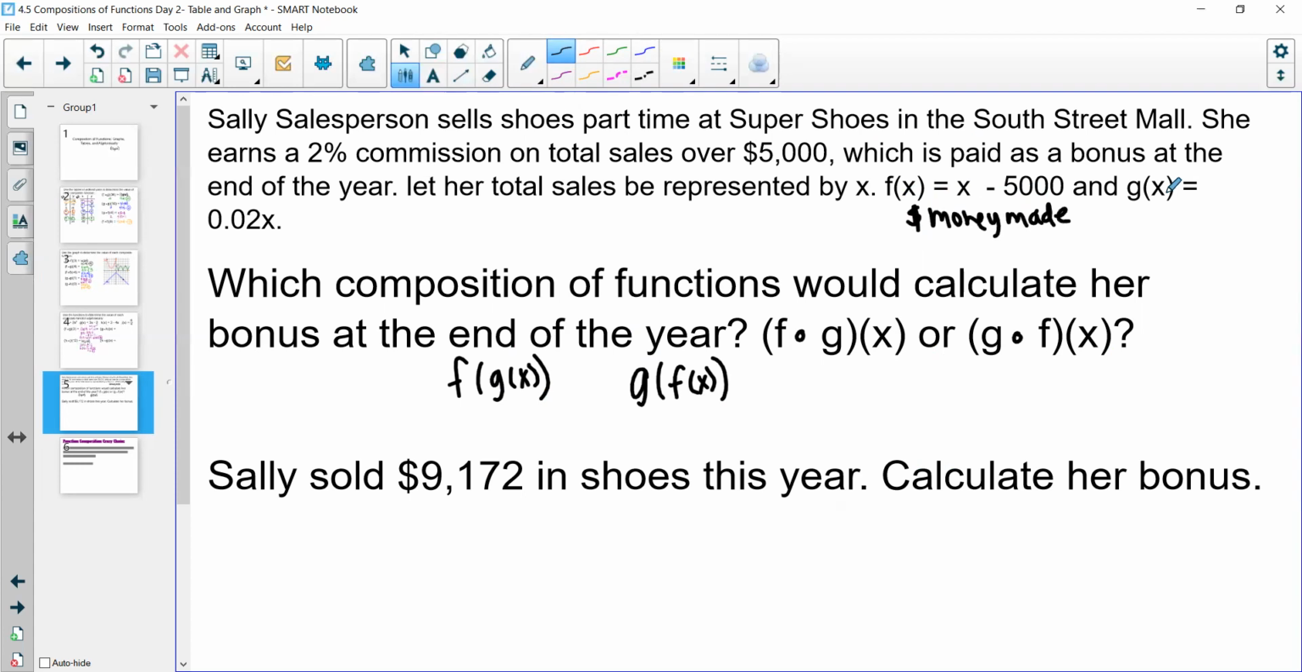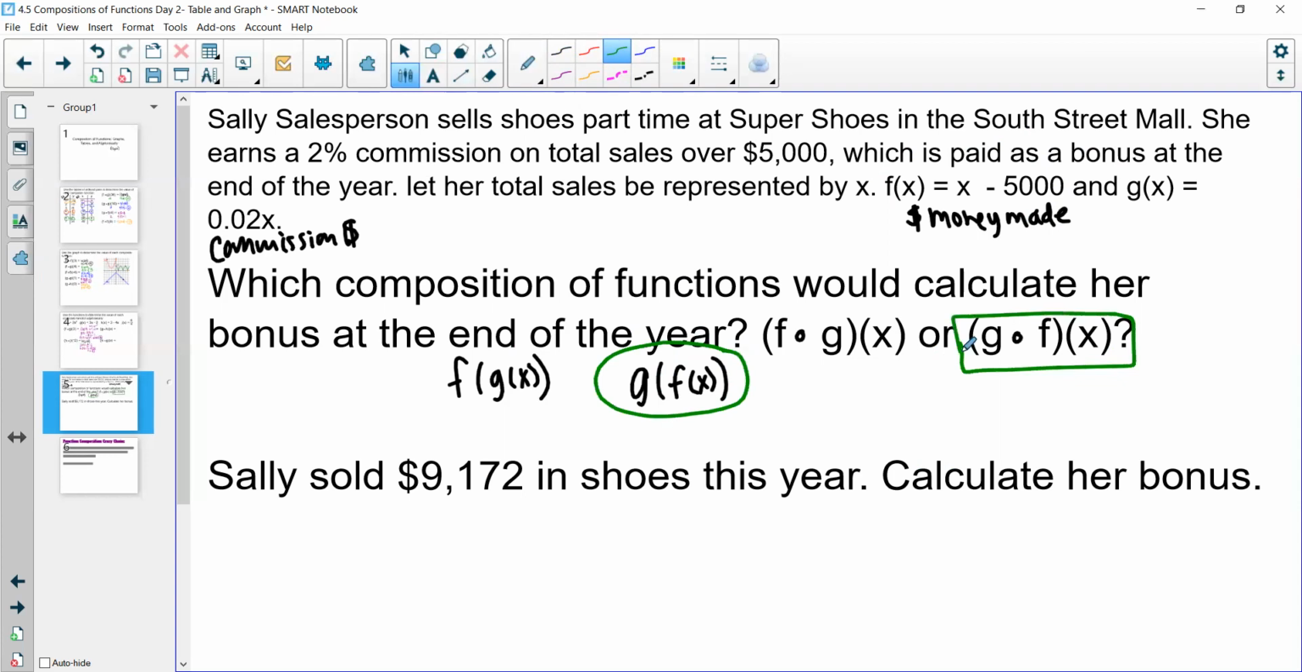And g of x represents our commission amount. So which one comes first? Well, we need to know how much money is made before we can determine our commission. So in order to calculate it, what we want to do is figure out money made first. Now, remember when we evaluate them, we always do what's on the inside first. And so in order to do this, we actually want to use this function g composed at f of x.